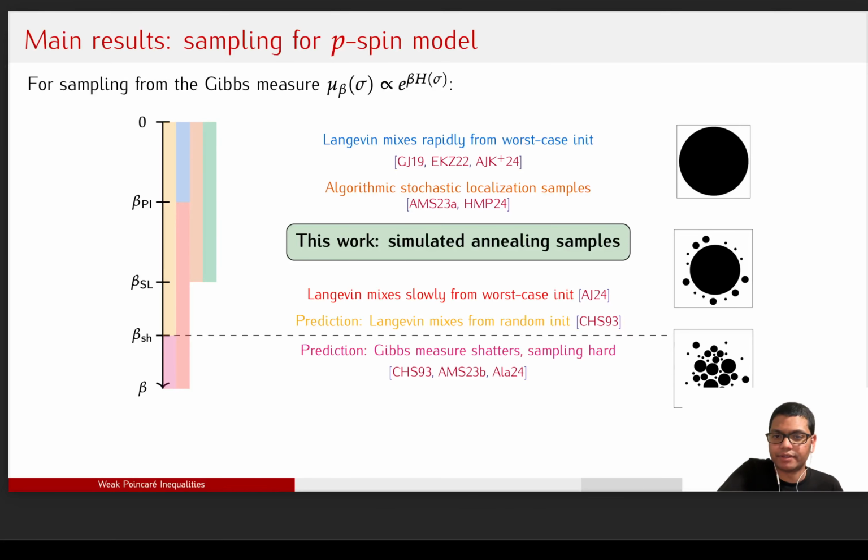And only recently, in a paper of Huang, Montanari, and Pham, was it proved that there is another algorithm, not the Markov chain, but something known as algorithmic stochastic localization that can sample in a temperature regime beyond this beta pi threshold. And in this work, we proved that simulated annealing also actually breaks this worst case beta pi threshold and samples up to the threshold matched by the work of HMP.